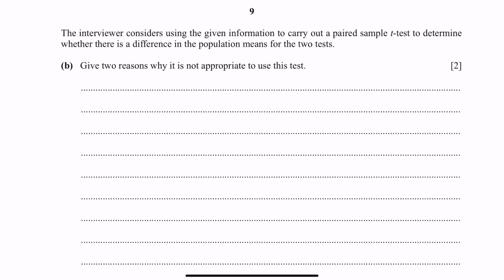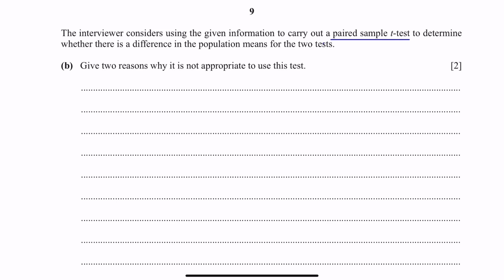For part B, the interviewer considers using the given information to carry out a paired sample t-test to determine whether there is a difference in the population means for the two tests. Give two reasons why it is not appropriate to use this test.